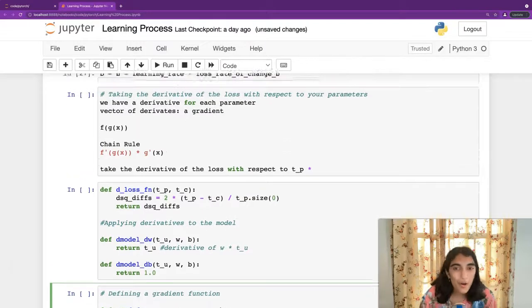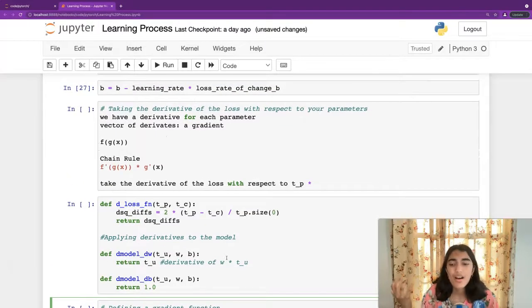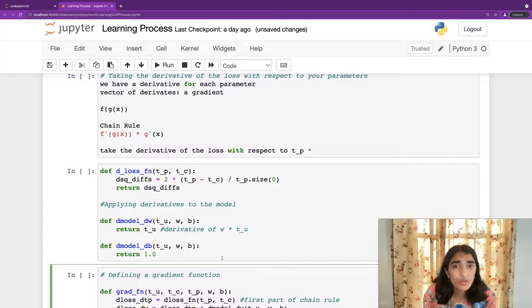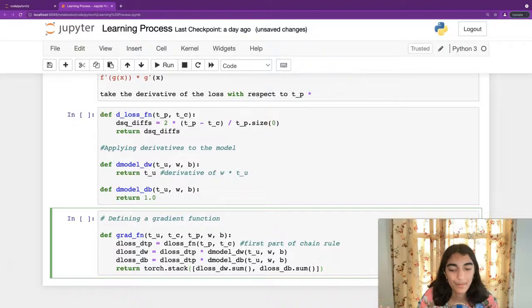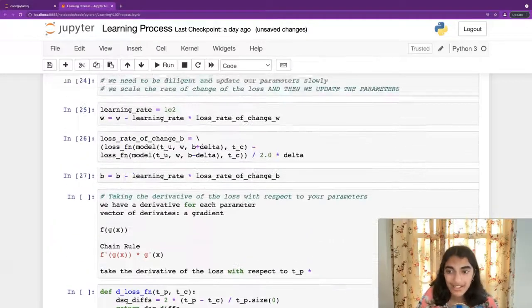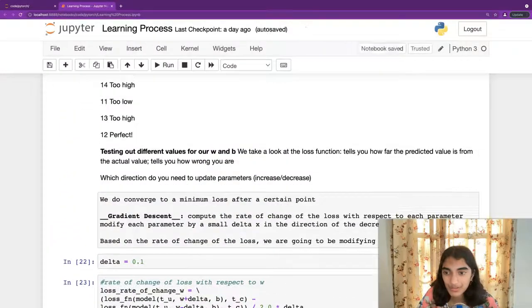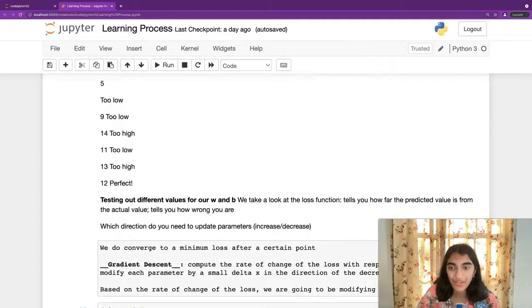So I hope you guys learned something new about how derivatives actually play a role in this whole machine learning process, and we'll see a much better way to do this later using PyTorch's AutoGrad. It has a nice little trick to it, which we're going to talk about later. But yeah, I hope you guys learned something new today about gradient descent and all of that.